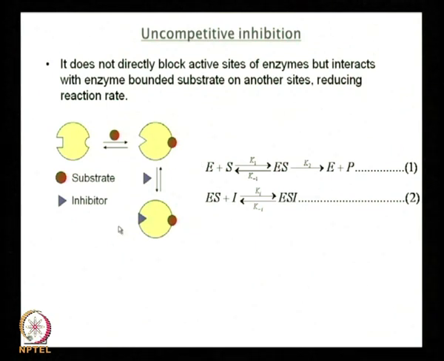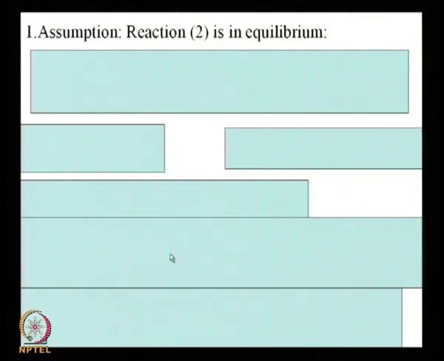So, this is a picture of the thing. The substrate is given here and the enzyme by a triangle, and the substrate goes and binds. Typically much of it is in this form, but some of the ES that is formed binds again with the inhibitor to form the ESI.